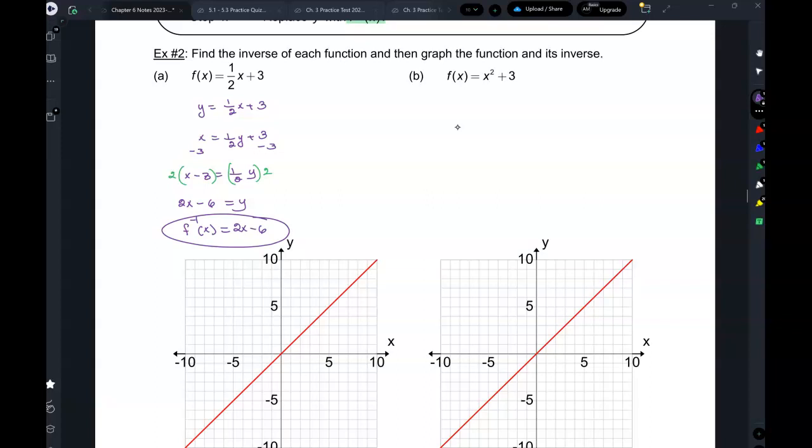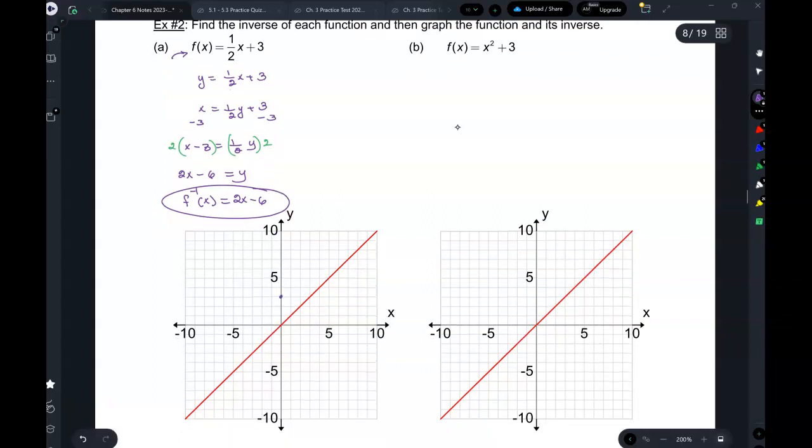Okay? All right. So now we're going to graph the function and its inverse. The original function, f of x, is half x plus 3. So let's go ahead and graph that. I go up to 3, up 1, over 2, right? And graph this. Okay, so I'm going to label that f of x because I don't want my graphs to get confused with each other. Next up, negative 6, up 2, over 1.